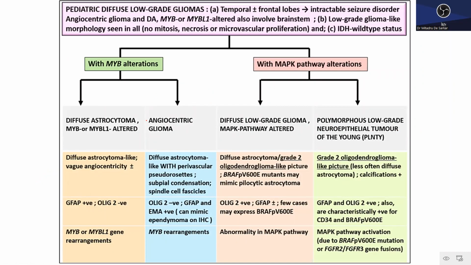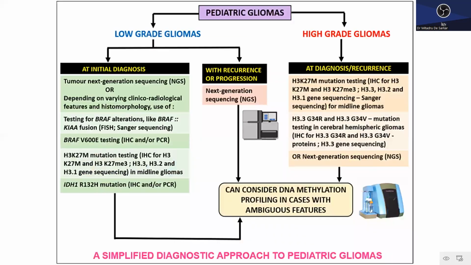As I've already said, the angiocentric glioma is associated with MYB alterations, and the polymorphous low-grade neuroepithelial tumor of the young, or PLNTY, is associated with MAP kinase pathway gene alterations. So how do you approach a case of pediatric glioma? As you see, there are multiple different categories. Each has got its own unique molecular signature and sometimes immunohistochemical profile. So with the low-grade gliomas, at the start, you could probably opt for next-generation sequencing if you have an idea of the kind of tumor that you're probably dealing with.